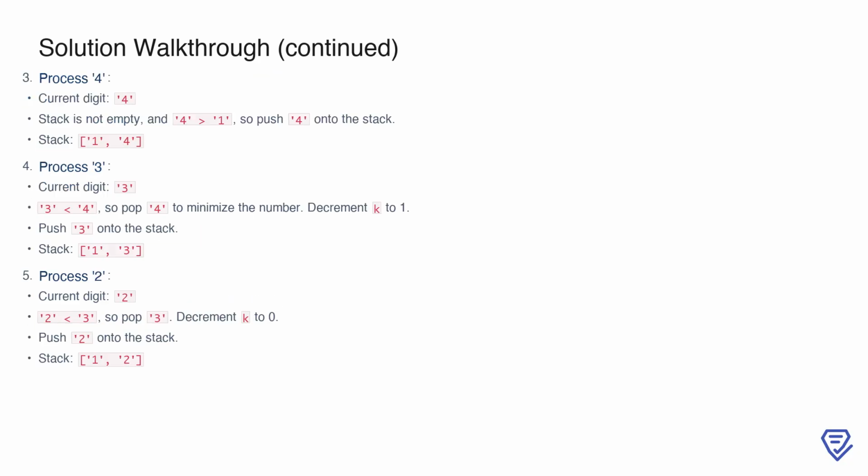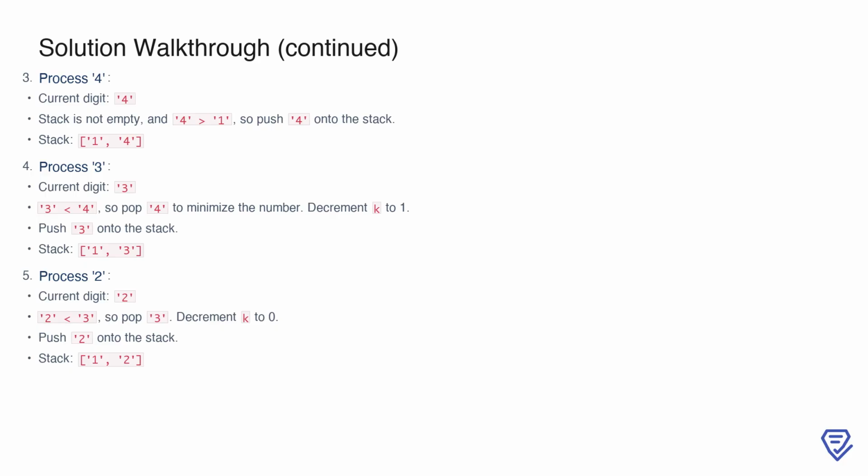Next, we process the digit 4. The stack is not empty, and the current digit 4 is greater than the top of the stack, which is 1. To maintain a non-decreasing order in the resulting number, we push 4 onto the stack. The stack now contains 1, 4. Moving on to the digit 3, we see that 3 is less than 4, the top of the stack. To minimize the number, we pop 4 from the stack and decrement k by 1, leaving k as 1. We then push 3 onto the stack, resulting in 1, 3.